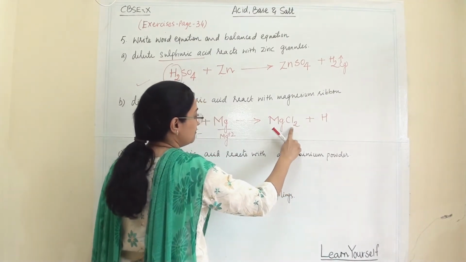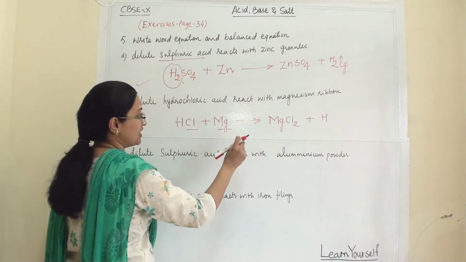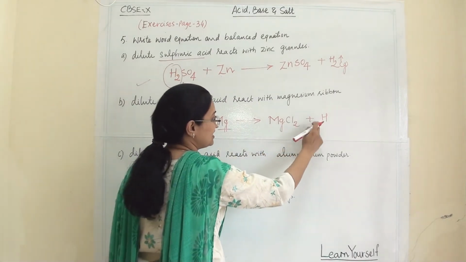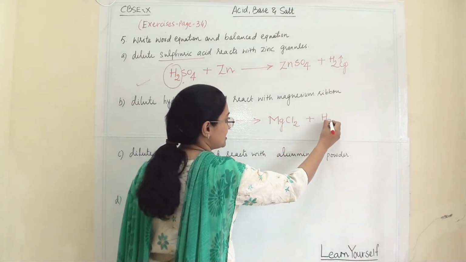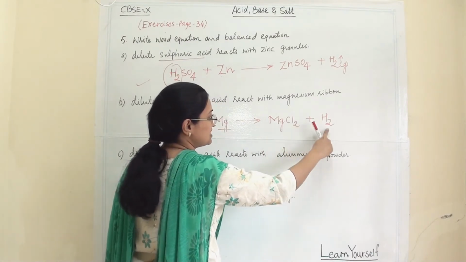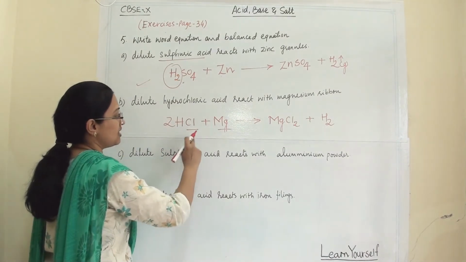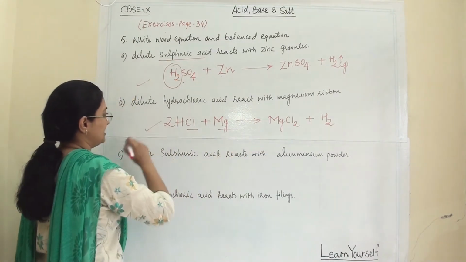Now we will see whether this equation is balanced or not. When hydrogen is there, it cannot be alone. It has to be H2. Now here Cl2 is there and H2 is there. So here we have to make it 2. So now our equation is balanced.